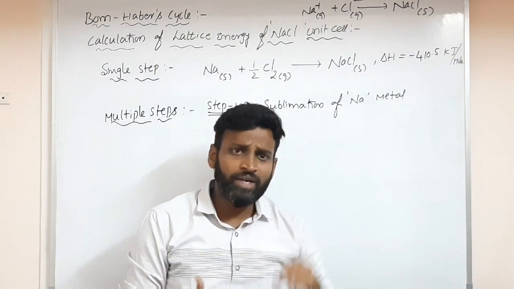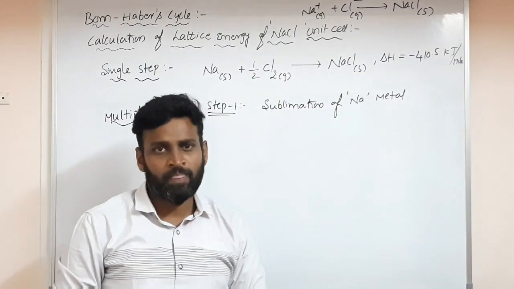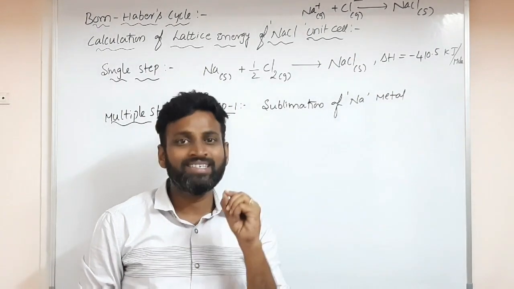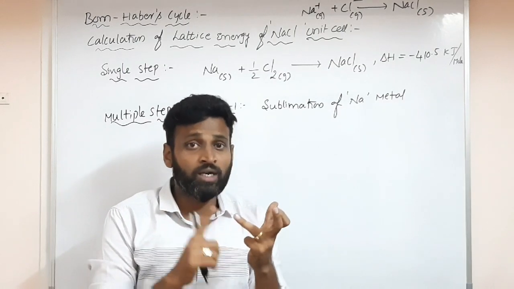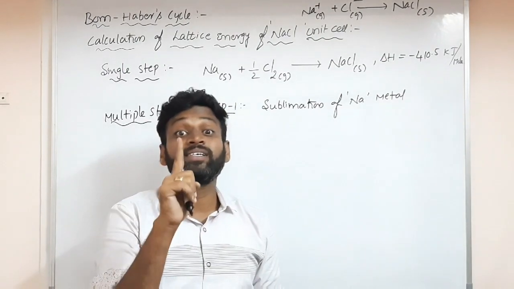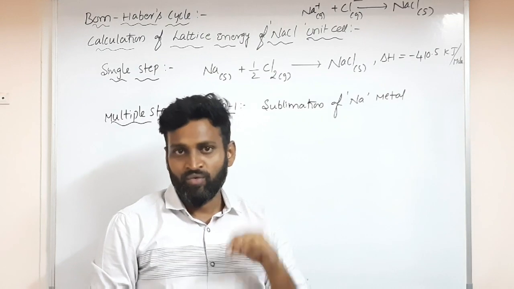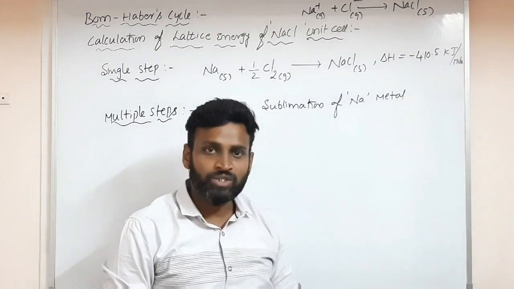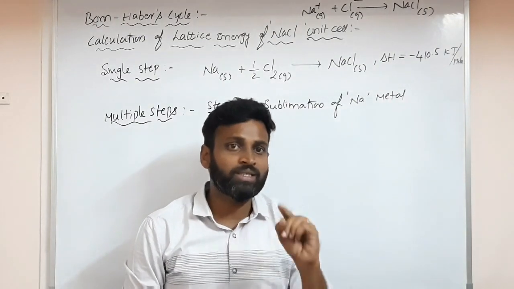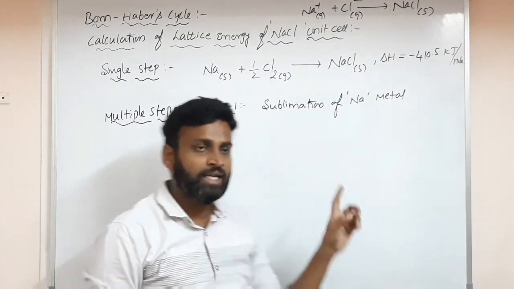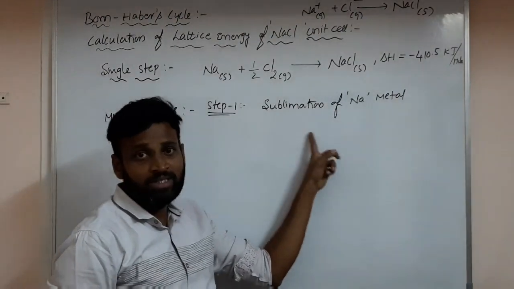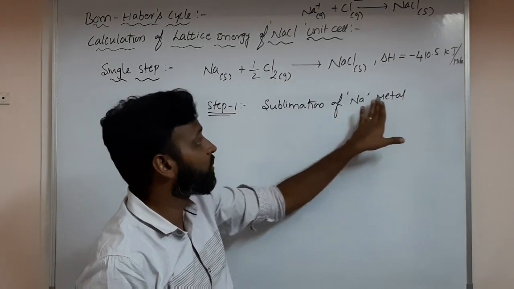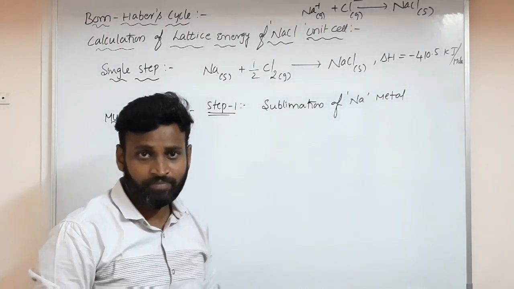I told you the ionization potential definition: the amount of energy required to remove a valence electron from a neutral isolated gaseous state atom. So from a solid state atom you cannot remove an electron. That's why the atom should be in gaseous state, and sodium metal must be converted to sodium gas. So sublimation of sodium metal is a single step.